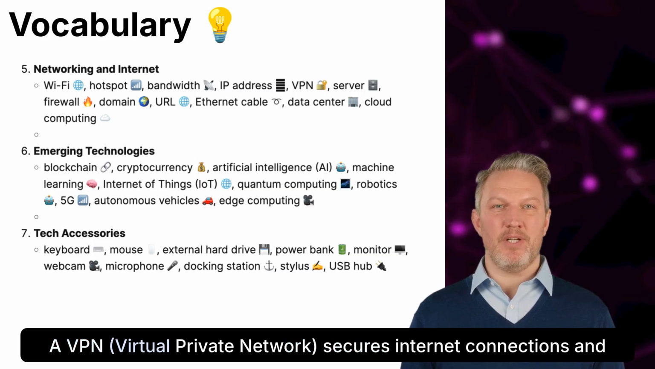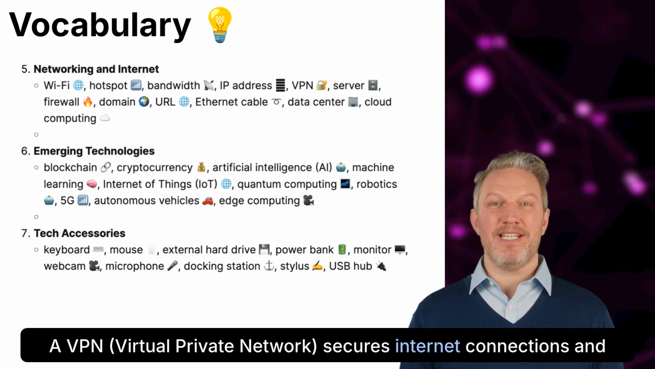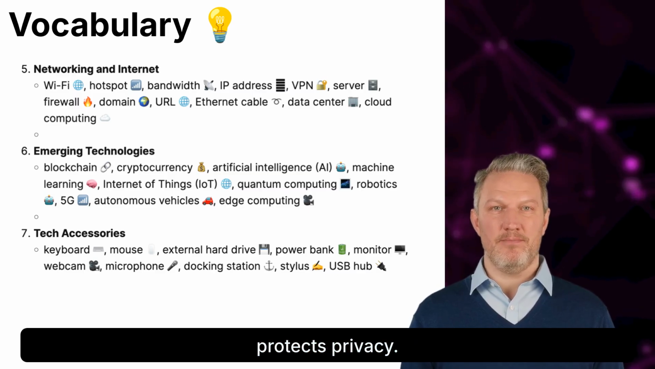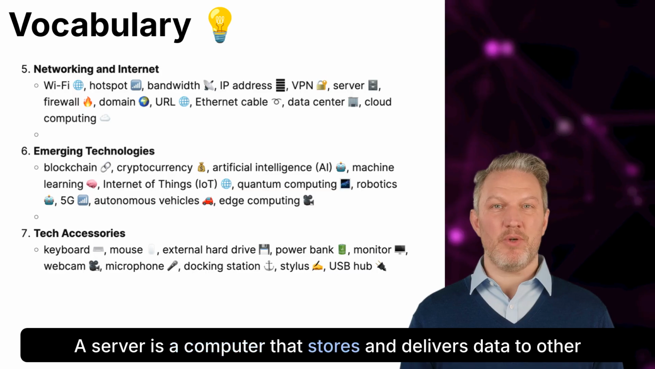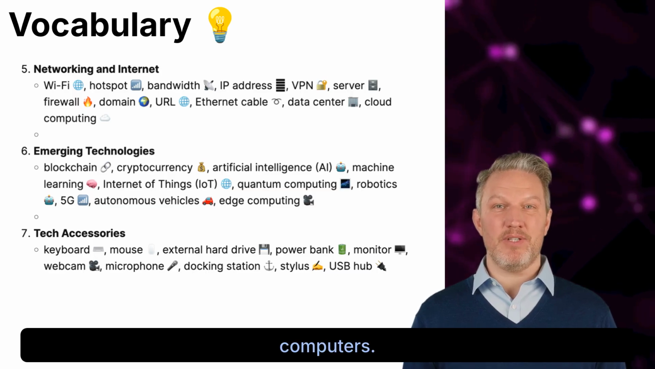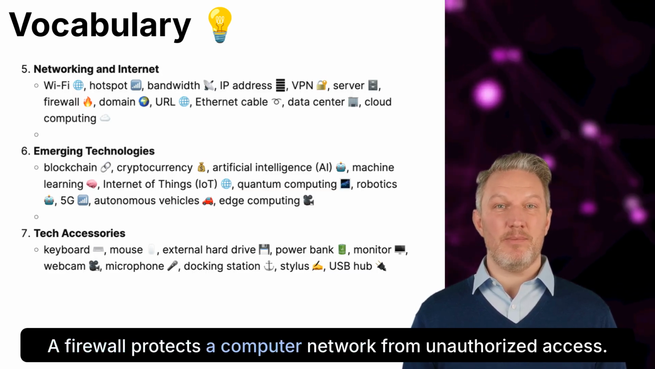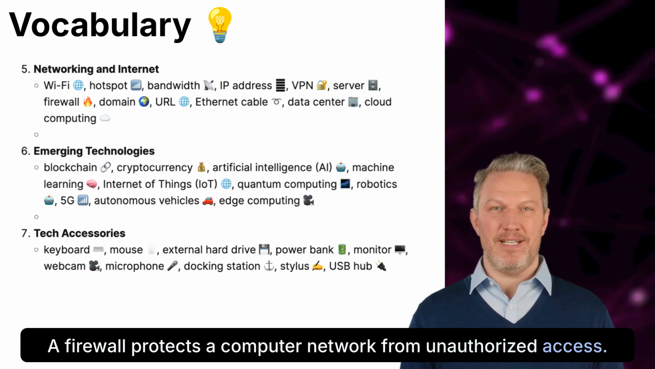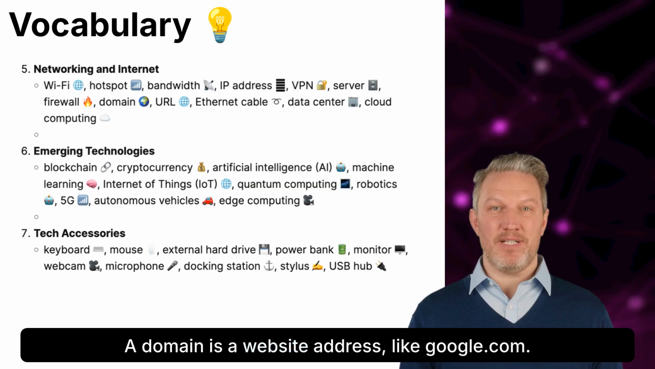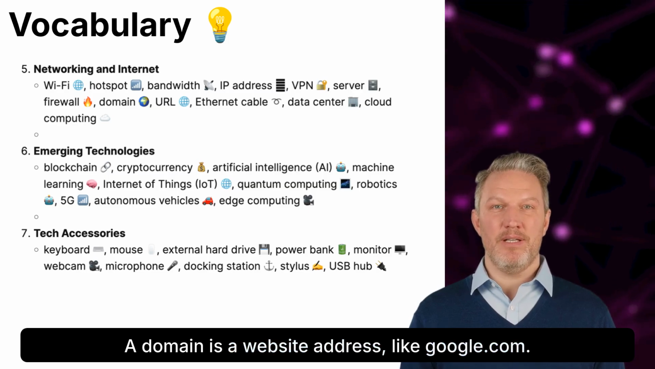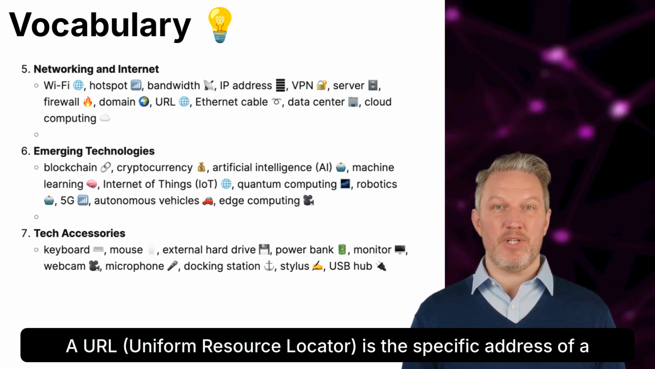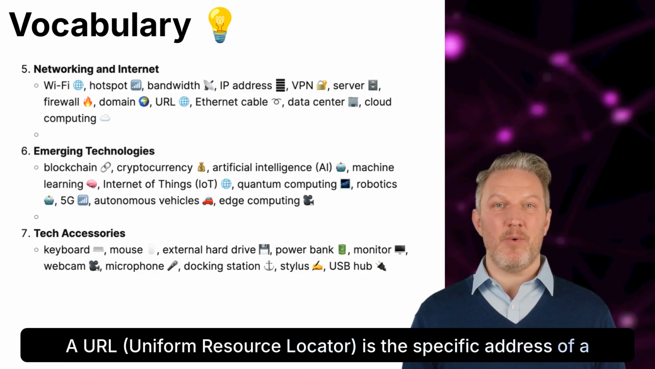A VPN, virtual private network, secures internet connections and protects privacy. A server is a computer that stores and delivers data to other computers. A firewall protects a computer network from unauthorized access. A domain is a website address, like google.com. A URL, Uniform Resource Locator, is the specific address of a web page.